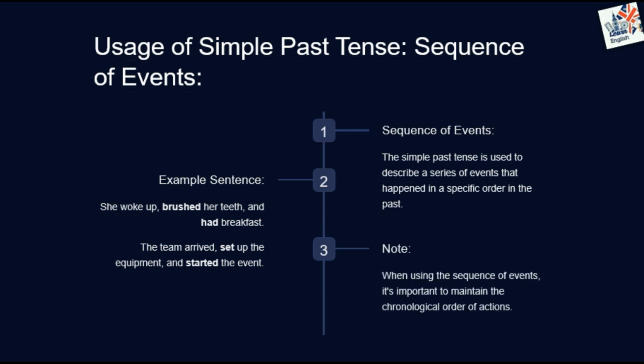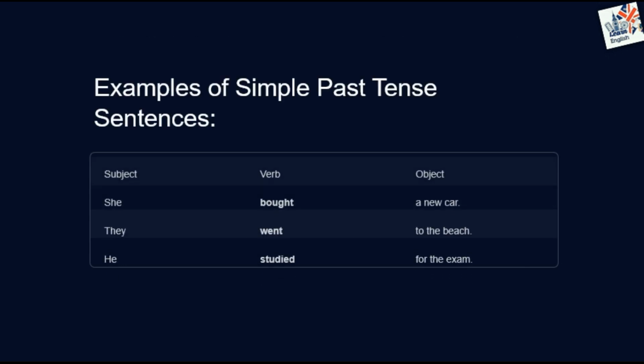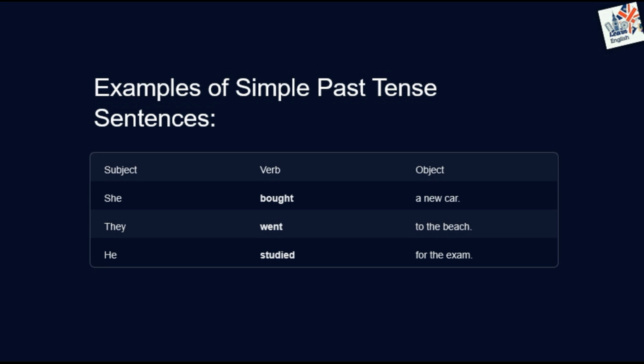Examples of simple past tense sentences. Subject: she, they, he. Verb: bought, went, studied. Object: a new car, to the beach, for the exam. These examples illustrate the use of the simple past tense in different sentence structures.